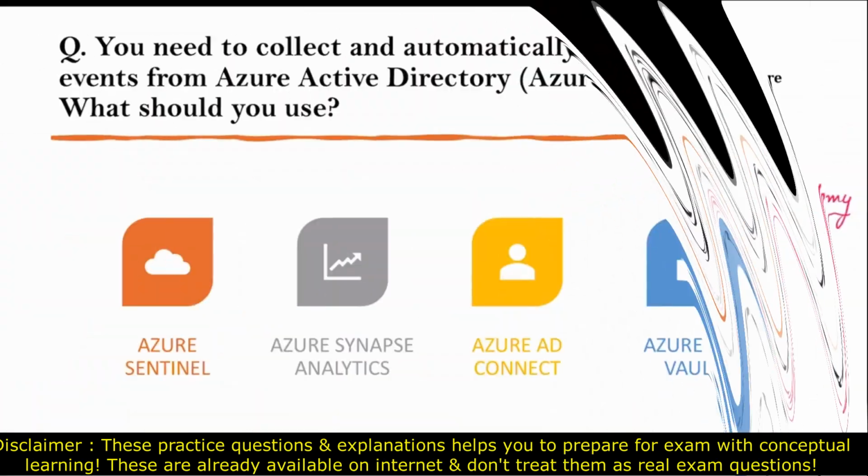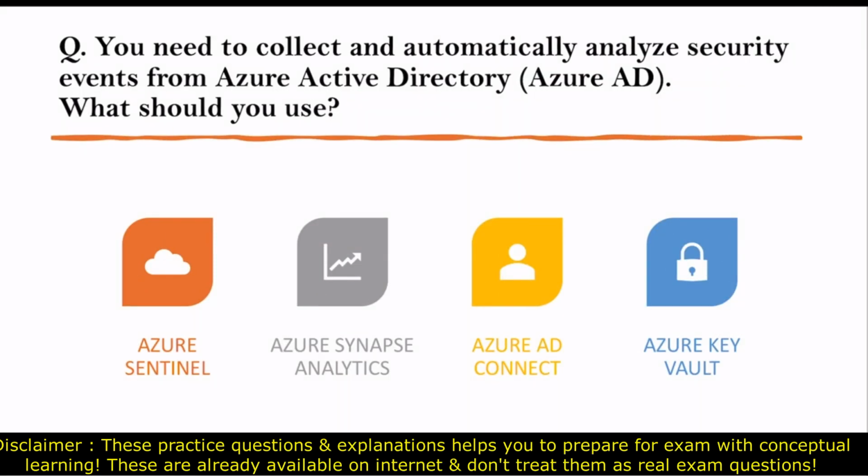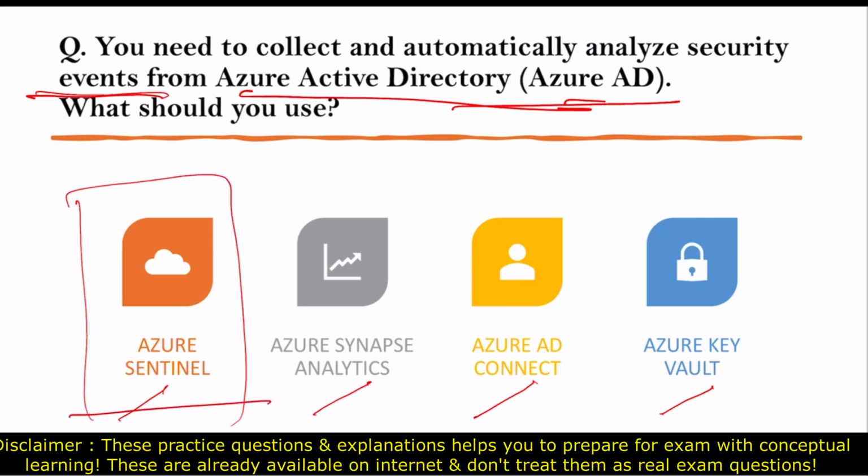Next, you need to collect and automatically analyze security events from Azure Active Directory. What should you use? Azure Sentinel, Azure Synapse Analytics, Azure AD Connect, or Azure Key Vault. As we already know, it's talking about the events from Azure AD, that is Microsoft Cloud AD. So it is used by Azure Sentinel. This is the service we will use to collect and automatically analyze security events. So our answer is Azure Sentinel.